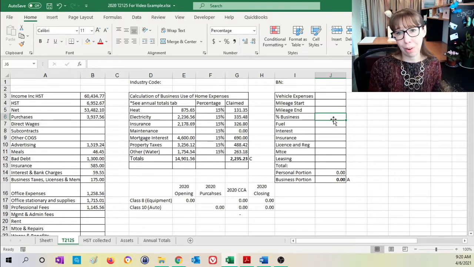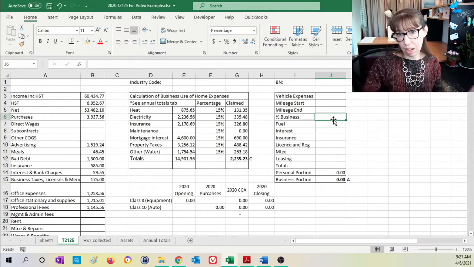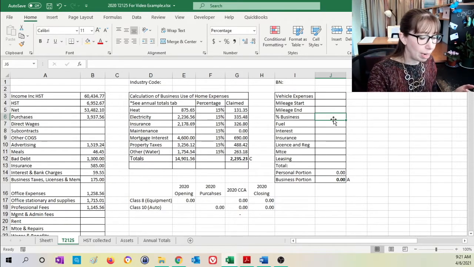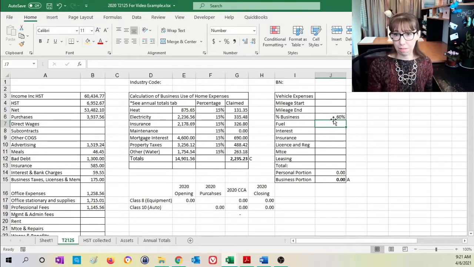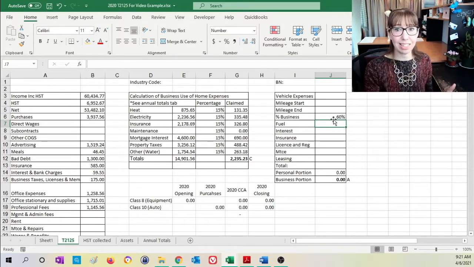Using the per kilometer rate just isn't fair. It's not representative of reality. So that's what CRA is trying to do here, get as close to reality as possible, and to do that, you need a vehicle log. Now, I'm not going to put my vehicle log information in here right now, but let's say, for example, that I'm going to claim 60% of my vehicle expenses. So that's what we're going to use for purposes of today's YouTube video.